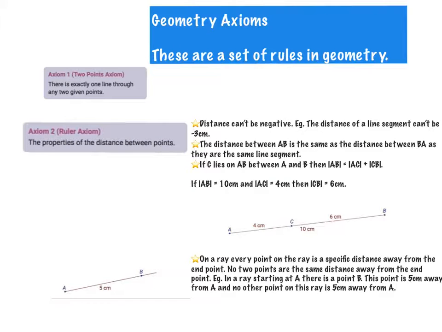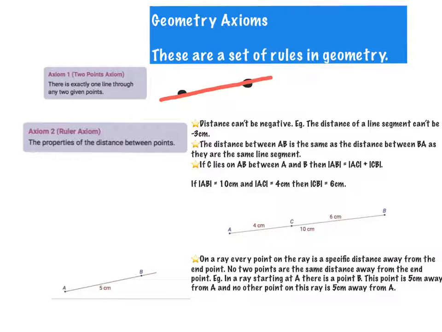Okay, so now we're going to have a look at something called axioms, some geometry axioms. These are basically a set of rules in geometry. Now, I don't want you to worry too much about these because you're going to look at them in more detail later on in your course. However, we're just going to have a brief look at them today. So the first axiom is that there is exactly one line through any two given points. So if we had a point here and a point here, there's only ever going to be one line through those points. They can't have any other line through those points. So that's all that first axiom means. It's kind of self-explanatory.